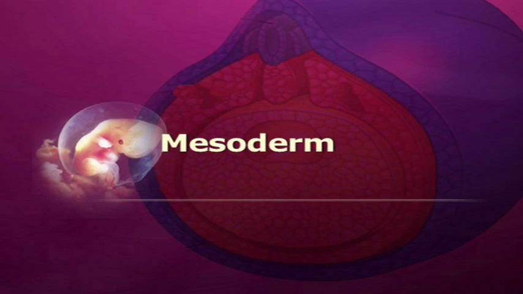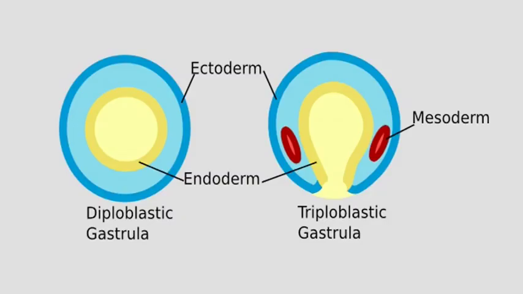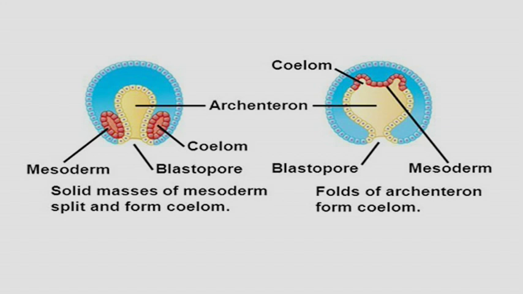Now let us talk about the mesoderm. The formation of mesoderm in the embryos is the characteristic feature of triploblastic animals. During gastrulation, some of the cells migrating inward contribute to the mesoderm, an additional layer between the endoderm and the ectoderm. The formation of mesoderm leads to the development of the coelom.